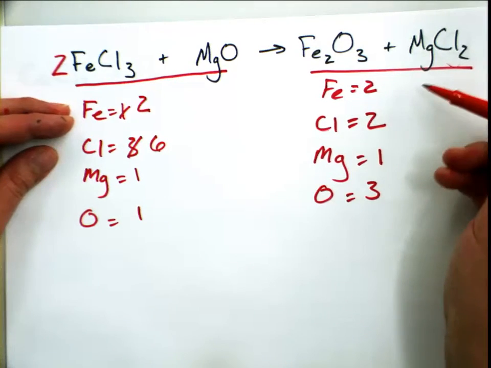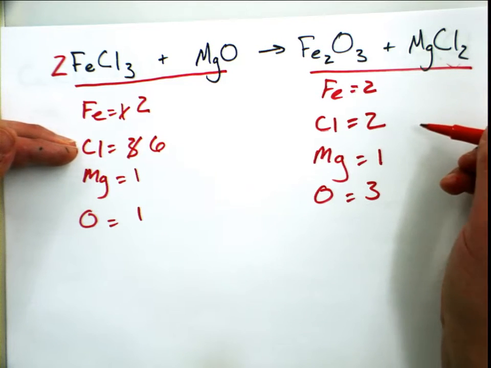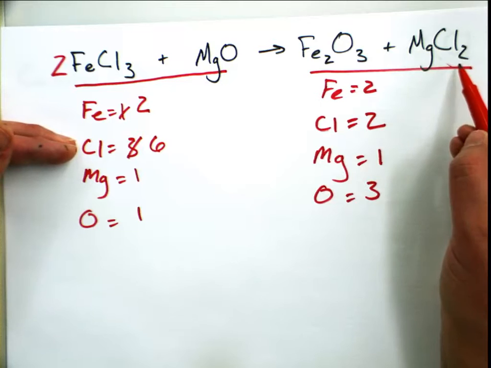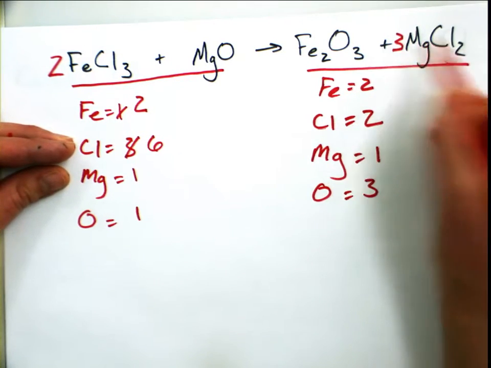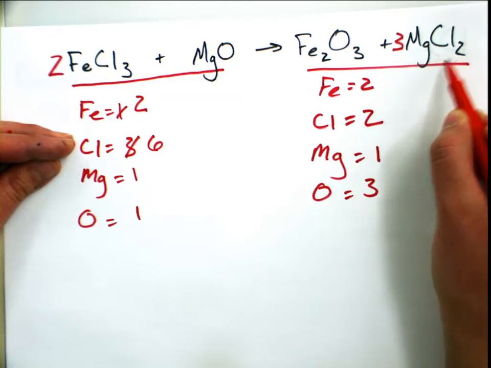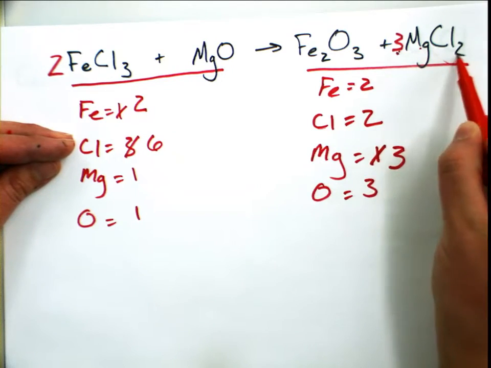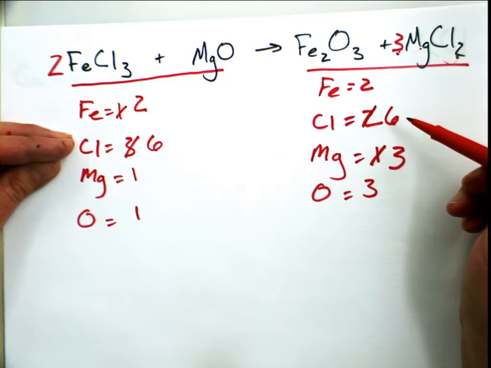So iron matches up. Now we have 6 chlorine atoms on the reactant side and 2 on the product side. We can increase our number of chlorine atoms by adding a coefficient 3 in front of magnesium chloride. That gives us 3 magnesium atoms and 3 times 2, or 6 chlorine atoms.